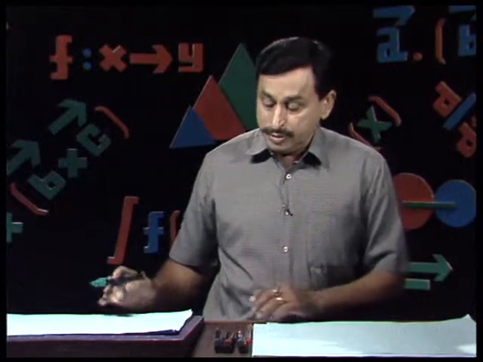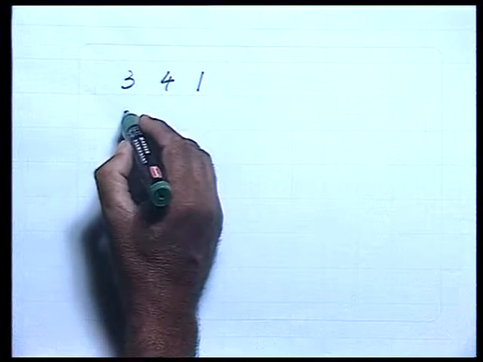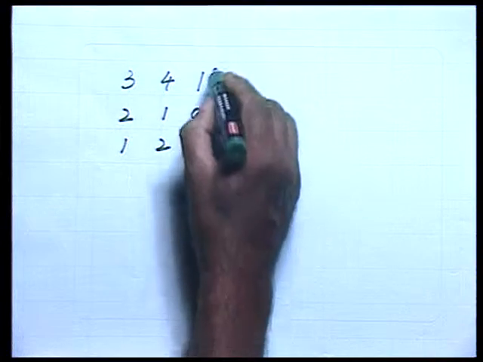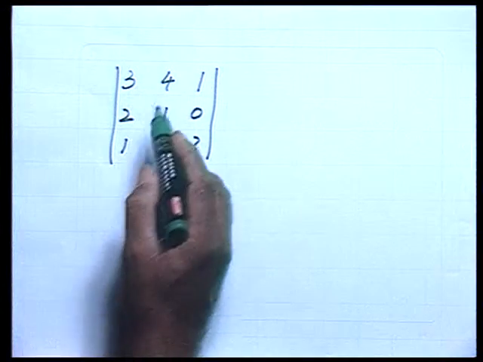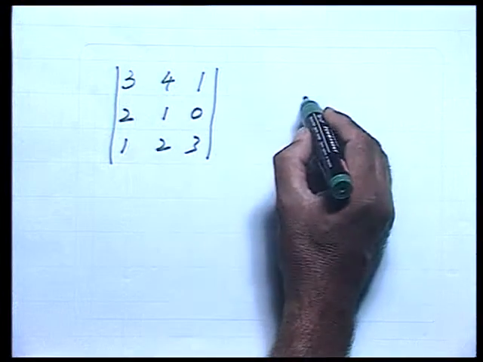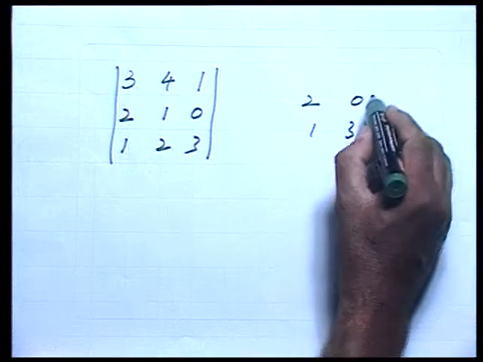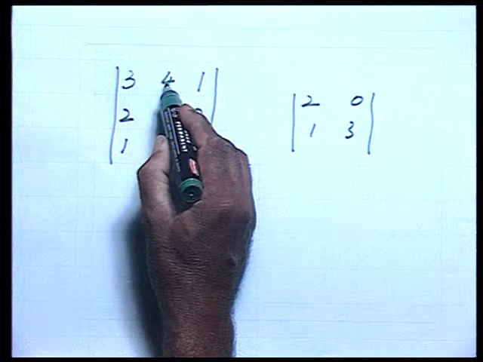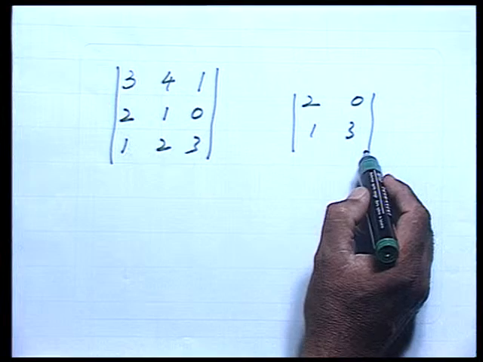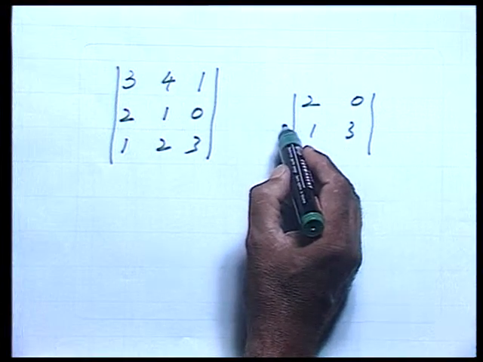Let us take another look. Say this is 3, 4, 1, 2, 1, 0, and this is 1, 2, 3. What will be the minor of 4? Minor of 4, leave this column and leave this row. This is 2, 0 and 1, 3. This is the minor for this element. When will this become the cofactor? It will become the cofactor the moment we are attaching the proper sign to this.